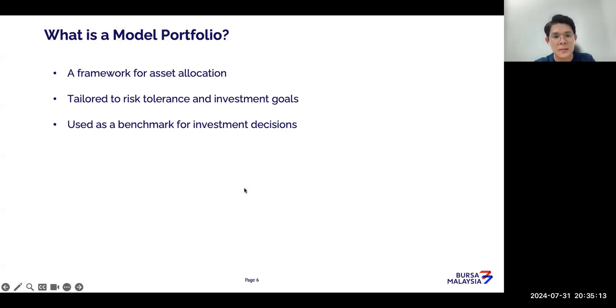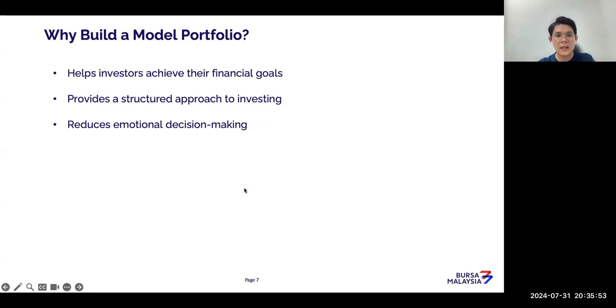So what is a model portfolio? A model portfolio provides us a structured way to allocate assets across different types of investment. This framework is tailored to align with our specific risk tolerance and financial goals. It ensures that our portfolio reflects our personal financial situation, and it also serves as a benchmark for our investment decisions, which helps us compare our actual performance with a predefined strategy.